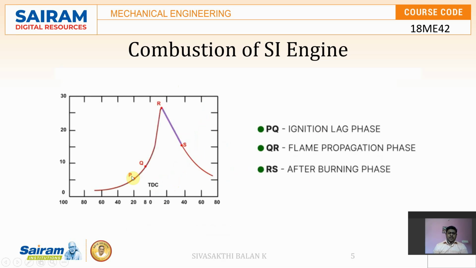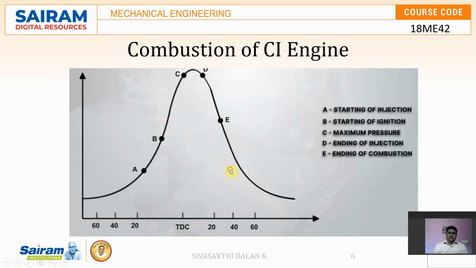The duration between P and Q is called the ignition lag phase, and the duration between Q and R is known as flame propagation phase, where flame is propagated from the spark throughout the cylinder. And RS is nothing but the after burning phase, where once the burning is over, there is a small delay, and pressure keeps decreasing. At that time it's called the after burning phase. This is the process taking place during the combustion of SI engine.